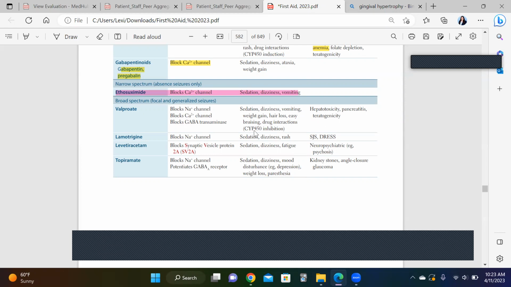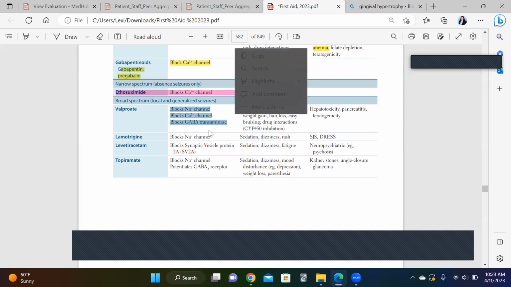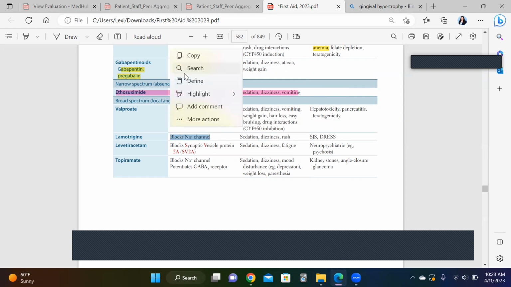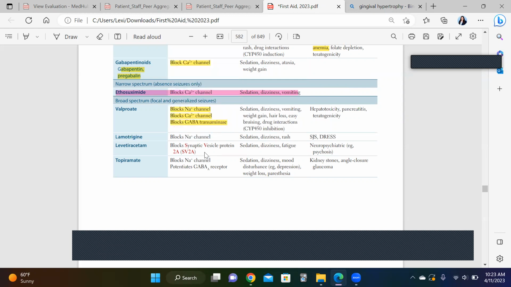So, valproate, again, we do not care about the mechanism. This one also works on some GABA transaminases, which I think prevents the breakdown of GABA, but we don't really care, right? All of these are the same. Okay. The only one we care about is this one because it's different.